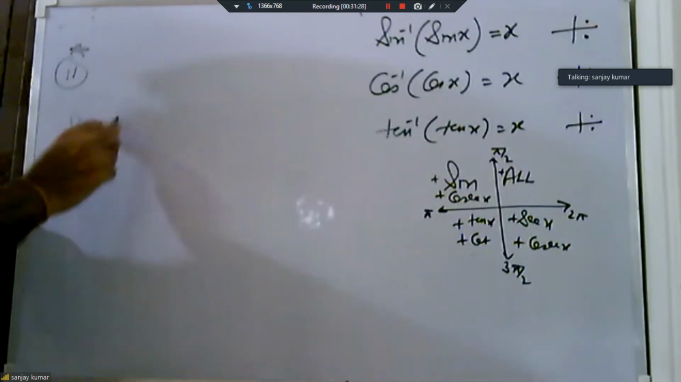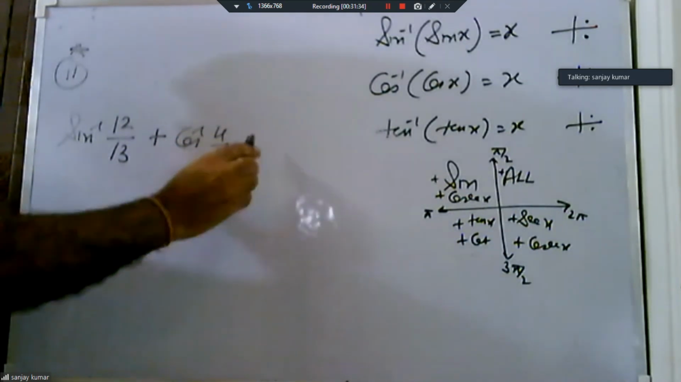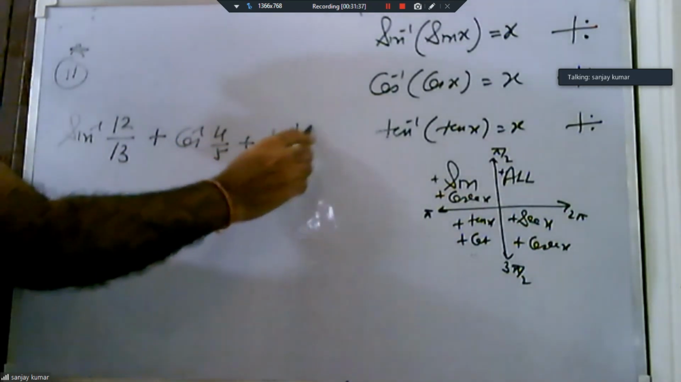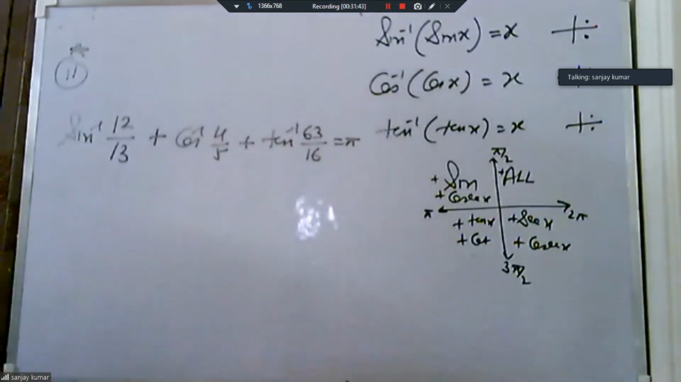Sine inverse 12 by 13 plus cos inverse 4 by 5 plus tan inverse 63 by 16 is equal to pi. The question is to prove this. Okay, this is a very important example. Please solve and give the answer. I will also do it on the board, but first you start. Take your time.